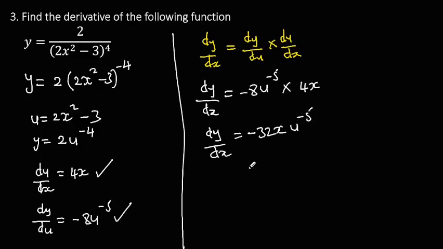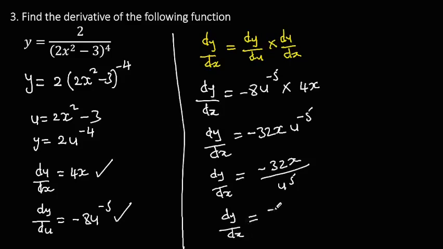Using the negative power law of indices, we can write this as change in y due to change in x is equal to negative 32x divided by u raised to the power of 5. But our u was equal to 2x squared minus 3. And therefore, the final derivative will be change in y due to change in x is equal to negative 32x divided by, in brackets, 2x squared minus 3, raised to the power of 5.